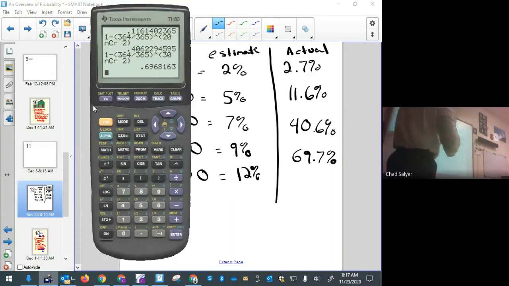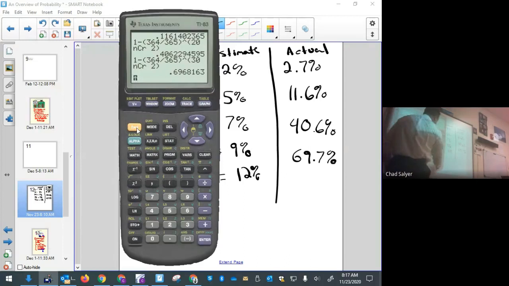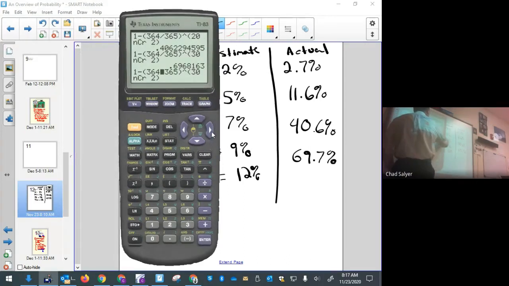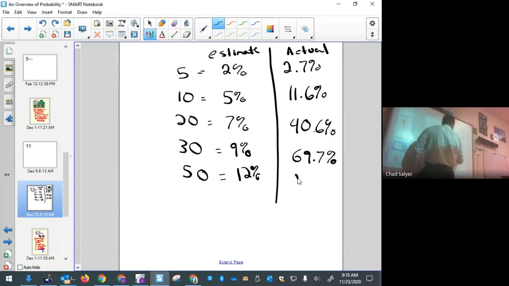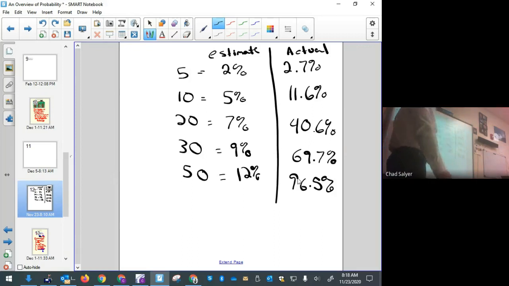And then the last one we said was 50. 96.5%. Bet you would not have guessed that. So in a room of 50 people, it becomes almost certain.